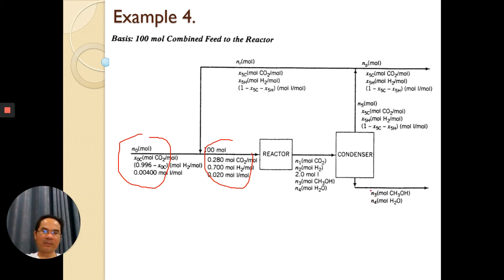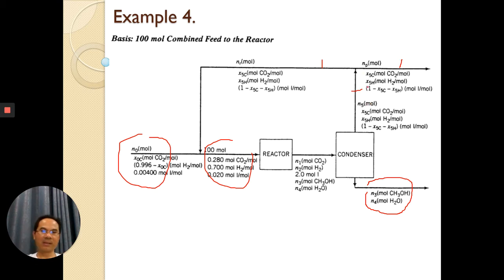For the product stream, we denote N3 for methanol, N4 for water. This stream is also separated into two streams. The first stream is recycle and the second stream is purge. We denote the total moles as NP for purge and NR for recycle. NP and NR have the same composition.